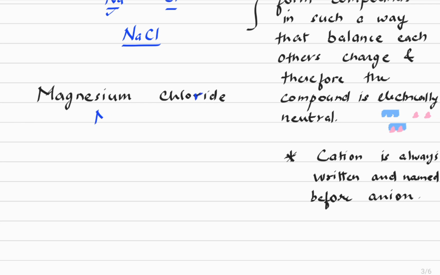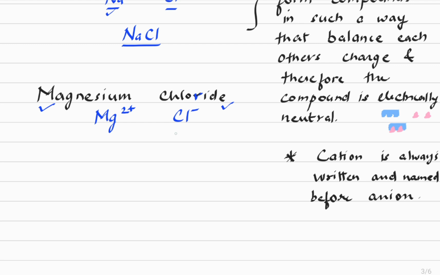Okay. Next example is magnesium chloride. Magnesium chloride, we will have magnesium and chloride. Now always notice that whenever a compound is given, the first part of the compound is always the cation and the second part is always the anion. Okay, so now magnesium has a 2 plus charge, chloride has only a -1 charge. So their charges are opposite but not equal. So how would they electrically neutralize each other? One chloride ion would not be enough to balance the charge on one magnesium ion.